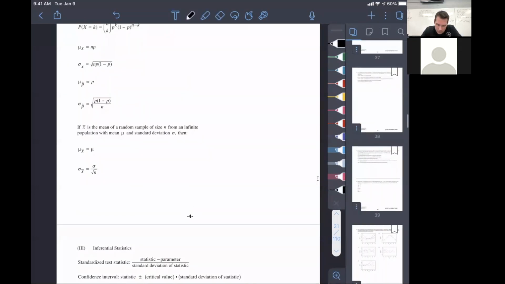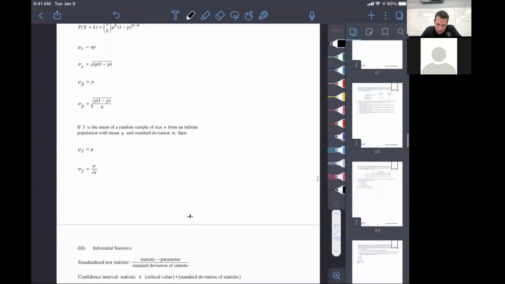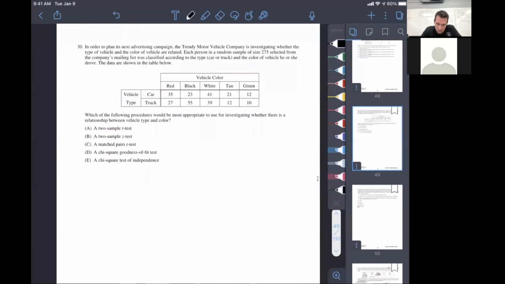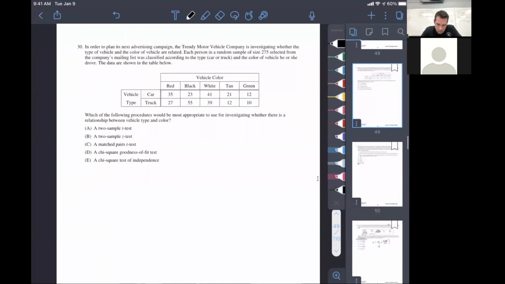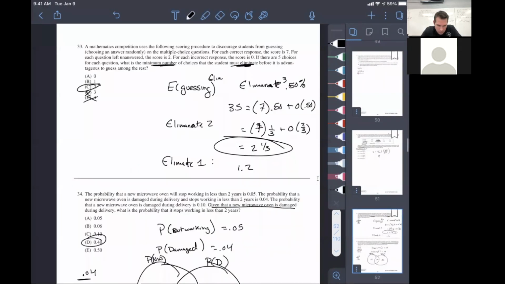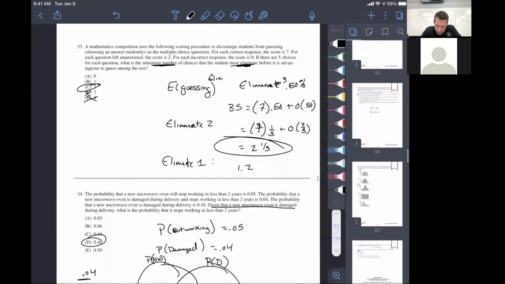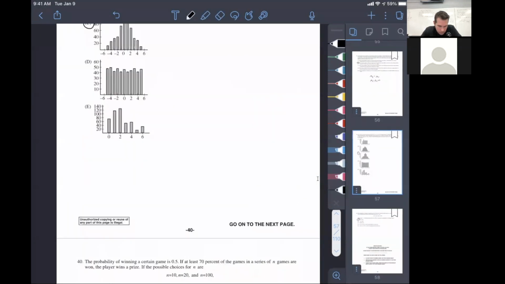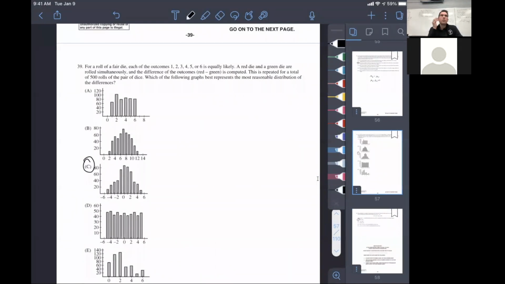Other ones? On that one with the die, what did the axes mean? Like the negative values? 39. Oh, what are we comparing? We have two different colored die that we're rolling. Let's say it's red minus green, right? So whatever the number on the red die says, minus the number on the green die.